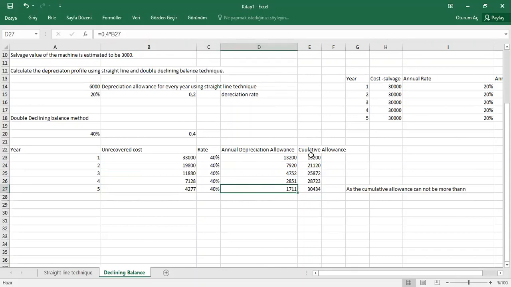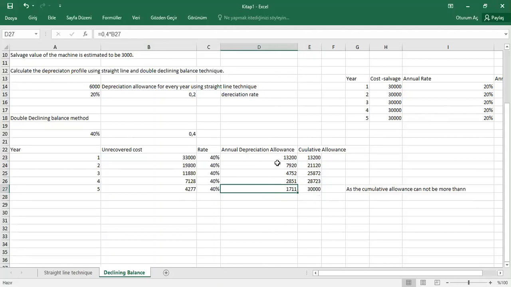I'm saying that, okay, in that year, I will have $1,711 for me. But let us check the cumulative allowance. If I have $1,711 depreciation allowance for the fifth year, my cumulative will be $30,434, which is not possible. I cannot exceed, right? Because I have a salvage value of $3,000. So I have to consider that. This shouldn't exceed $3,000 for me, cumulative allowance, right? When I consider the question.